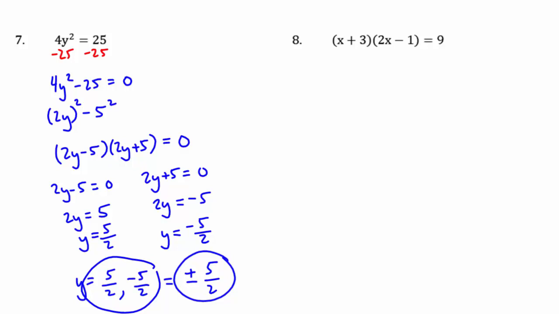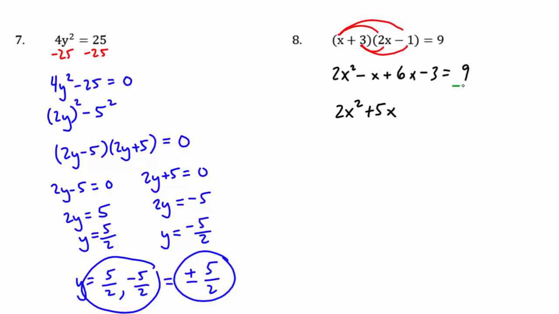So here we have to do two things. First off, we have to distribute this to expand this term. So when we do so, we get 2x squared minus x plus 6x minus 3. And that is equal to 9. And here we'll go 2x squared, negative x plus 6x is plus 5x. If I subtract 9 from both sides, negative 3 plus negative 9, that's minus 12. And we can set this equal to 0.